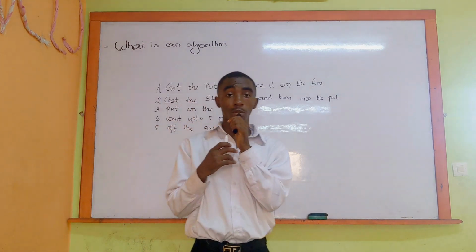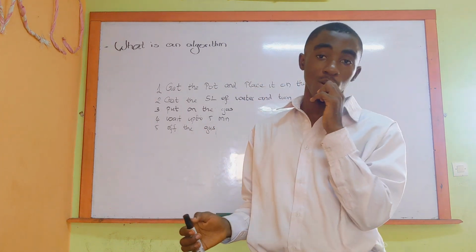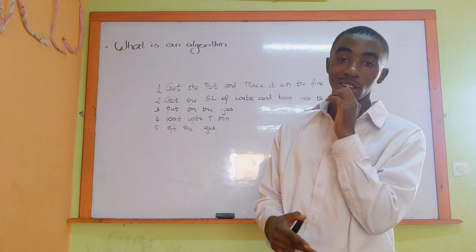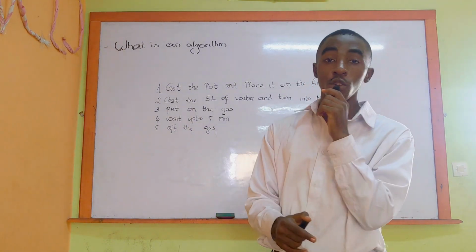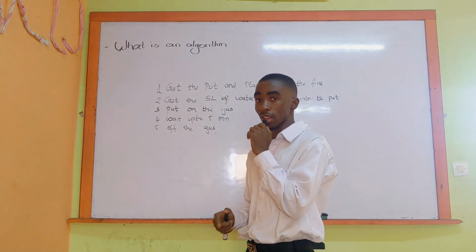So actually what happened here is, if you follow these steps, you obviously know how to boil water. I know some of you guys don't know how to do it. That's another tutorial for another time. If you follow these steps, you obviously come to a solution, which is hot water. So now, what is an algorithm?